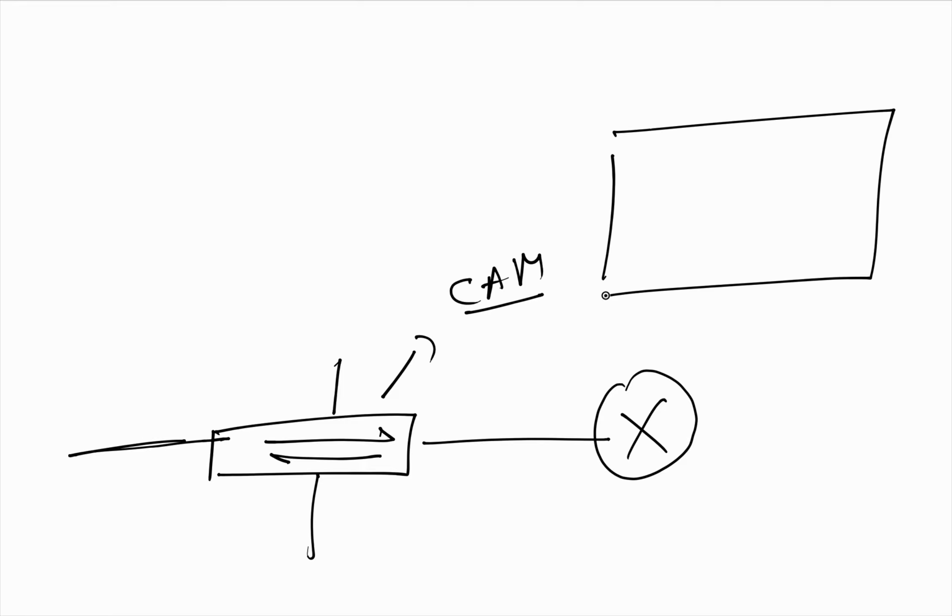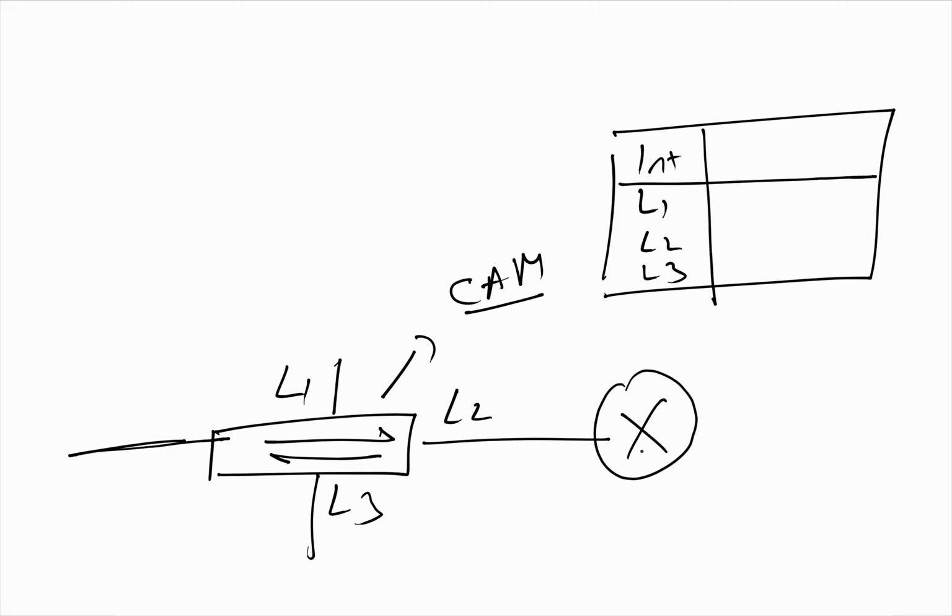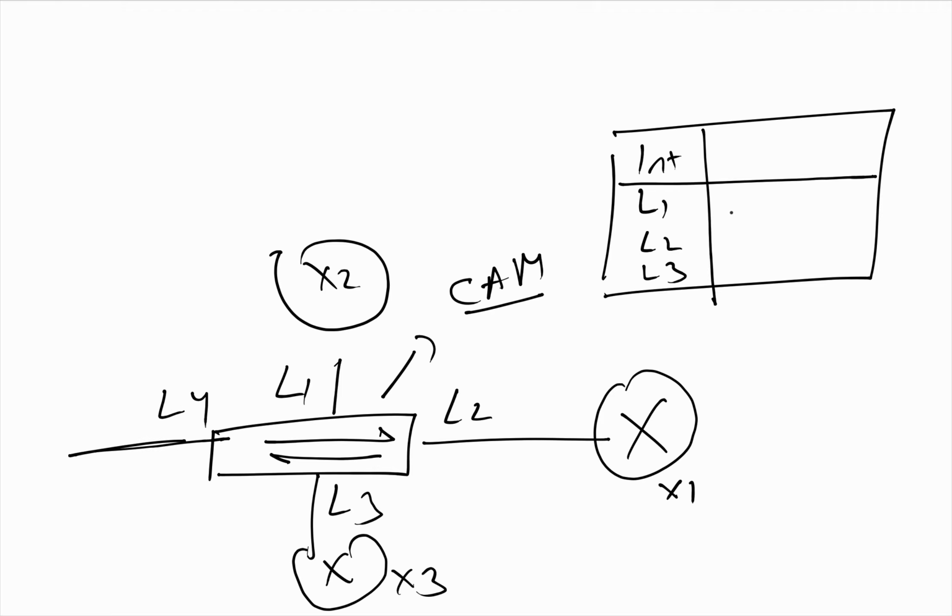For example, if we have a CAM table, this is L1, L2, L3, L4, the interface names, with the corresponding MAC addresses. This is X1, X2, X3. So using the CAM table, you know that L1 is directly connected to X1, the MAC address. Then L2 to X2, and L3 to X3, the MAC address.